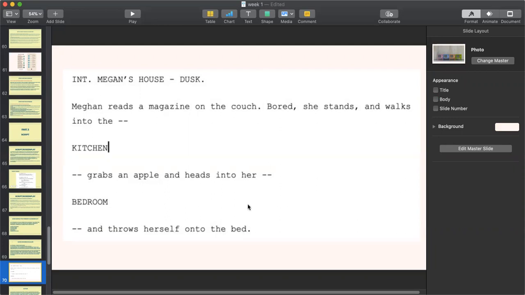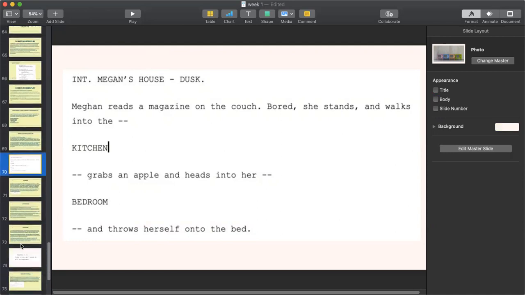When I'm reading this, you can almost imagine what this character is doing on the screen. Megan is reading a magazine on a couch. The camera is showing a couch. Megan is sitting and reading a magazine. She's feeling bored. She throws the magazine, walks into the kitchen. She sees an apple, grabs the apple, and moves into the bedroom. In the bedroom, she throws herself onto the bed. Right, so this is how these scene headings or slug lines are written.